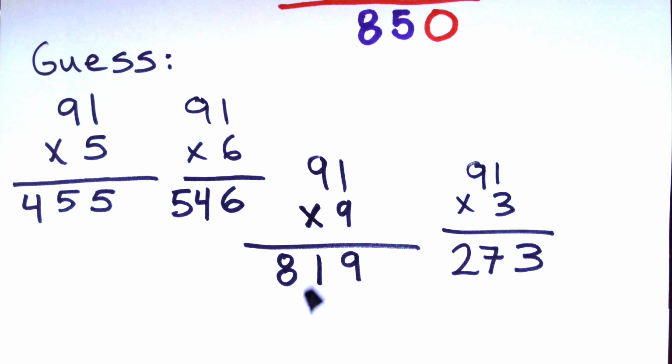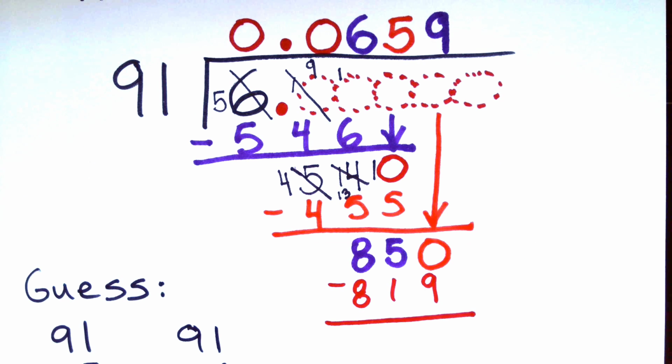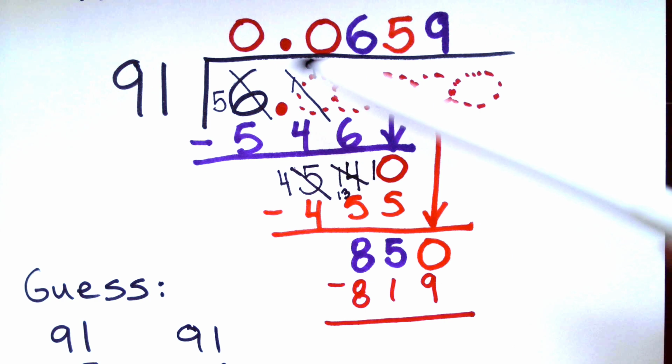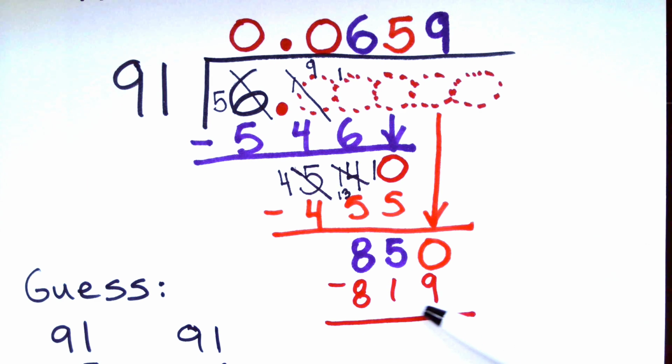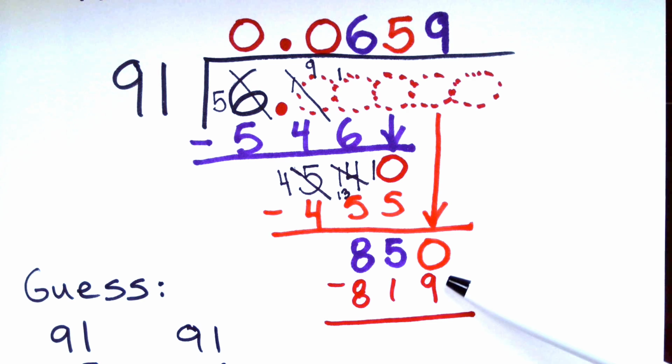So I'll use 91 times 9, and I'll subtract 819 from 850. Okay, so you can see here, 91 times 9 is 819. So I'm going to subtract that 819 from 850. I cannot take away 9 from 0, so I'm going to have to borrow from the 5 in order to get my new value. And I can go on and on and on, but I'm going to stop after this and then convert this decimal into a percentage.